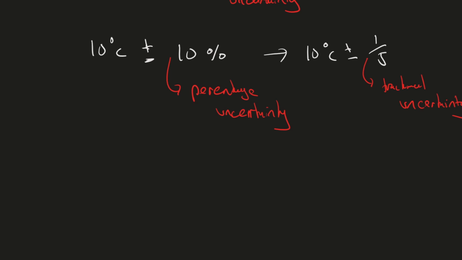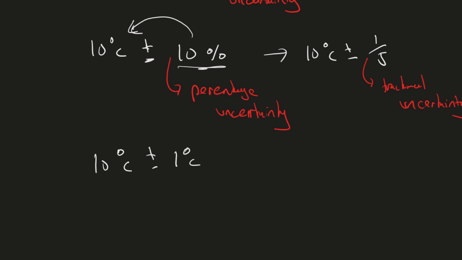If we say 10 degrees Celsius plus or minus 10%, then effectively that 10% is referring to this measurement in the first place. So effectively we're saying 10 degrees Celsius plus or minus 1 degree Celsius, because 10% of 10 is 1. Hopefully that makes sense. We've transferred our percentage uncertainty into an absolute uncertainty.